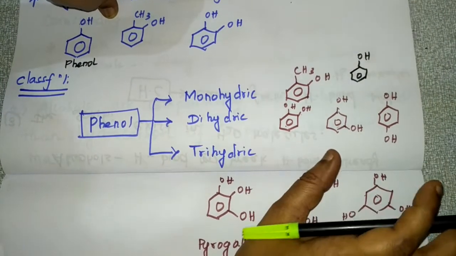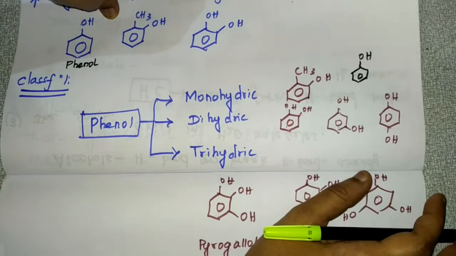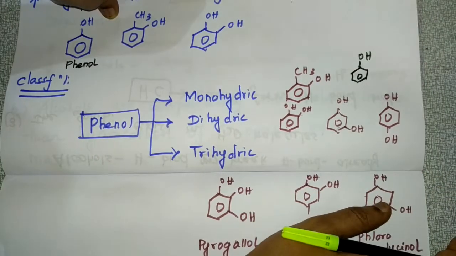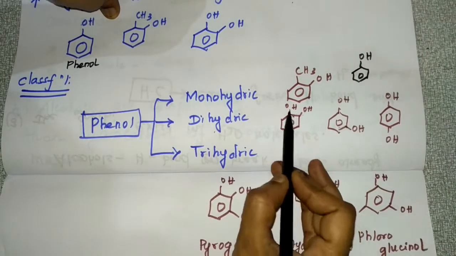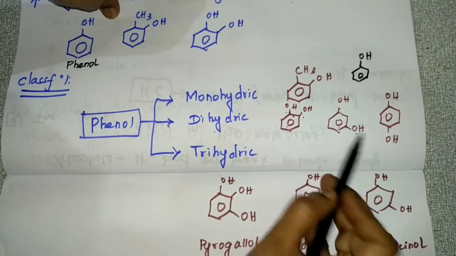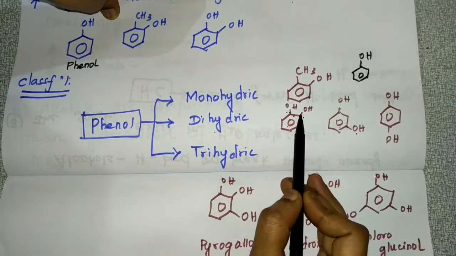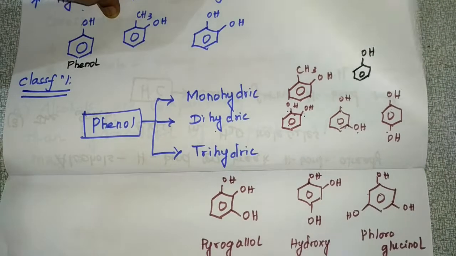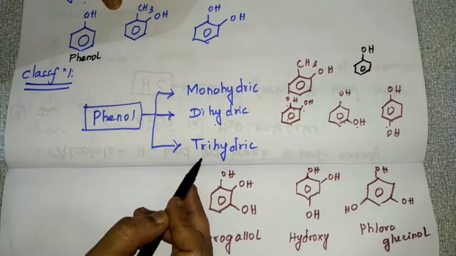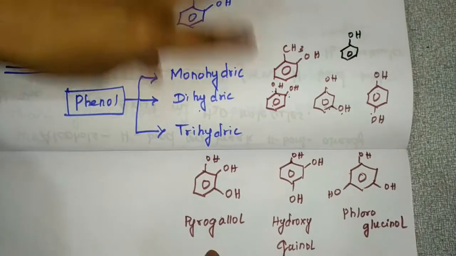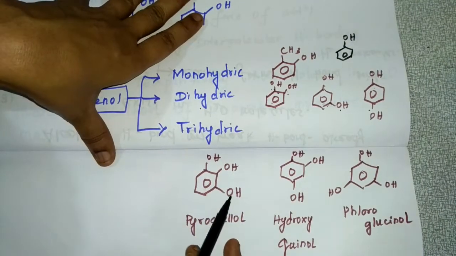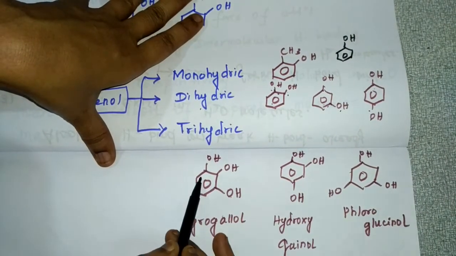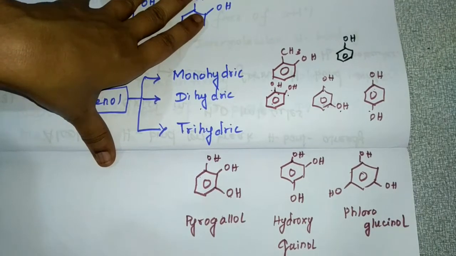Now you take down the examples only. I'll teach you the nomenclature of phenol. So in dihydric phenol, two OH groups are directly attached to the aromatic ring. Here this is in ortho position, this is in meta position, and this is in para position. And the third classification is trihydric phenol. What do you mean by trihydric phenol? Three OH groups directly attached to the aromatic ring. So that is trihydric phenol.